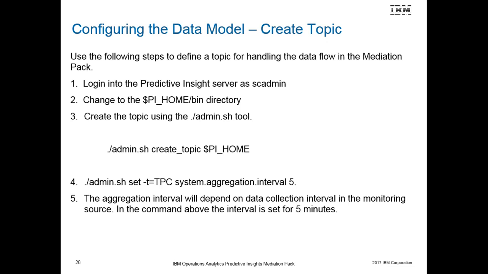The last step in configuring the data model is to create the topic. To create the topic, log into the Predictive Insights server, change to the $PI home bin directory of Predictive Insights and then run the command that is shown on steps 3 and 4 in the slide. Note that the aggregation interval is set to the same interval that the collection interval was set to when the Spectrum Control utility was scheduled by the cron job.